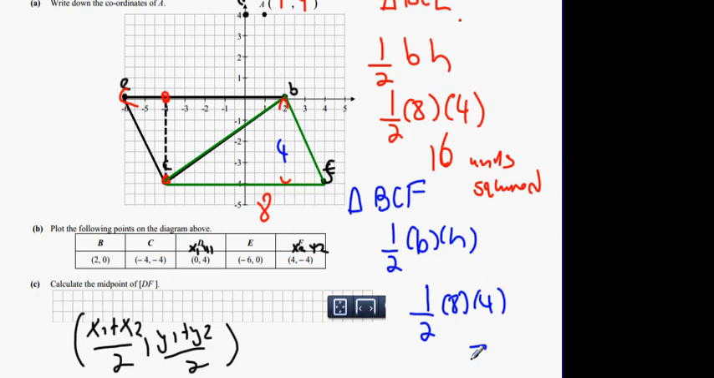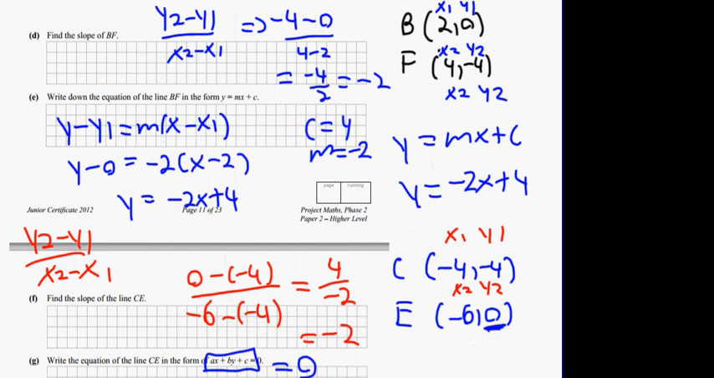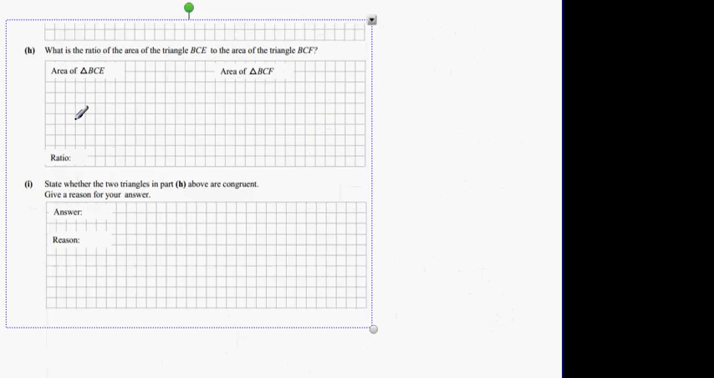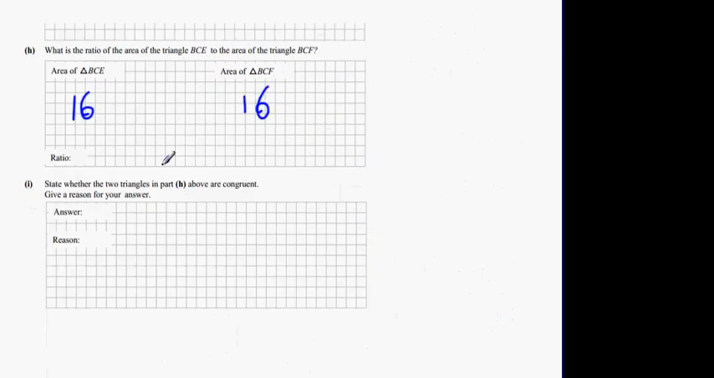So what's the ratio? 1 to 1. So all those workings we did a second ago, they're all going to go in here and it's going to be 16. 16 ratio is 1 is to 1. But you do all your workings here, okay?